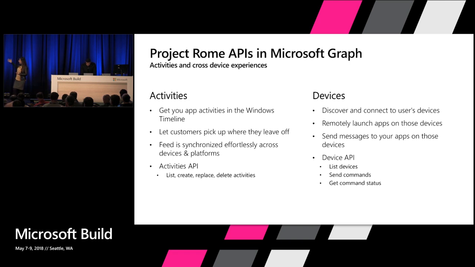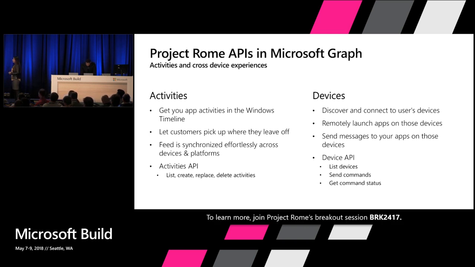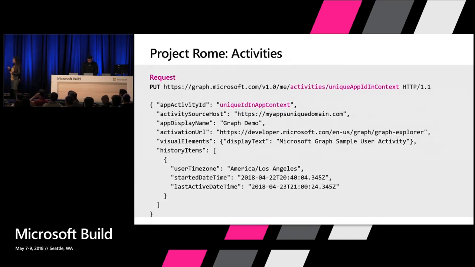And then we also have the Devices APIs. With the Devices APIs, you can discover and connect with other devices. You can remotely launch applications on those devices, and you can send commands to them. So there's the Project Rome breakout session. And let's see one example of the Activities APIs. This is how the payload looks. We're basically making a PUT request to the me/activities endpoint, setting a unique ID for your application.